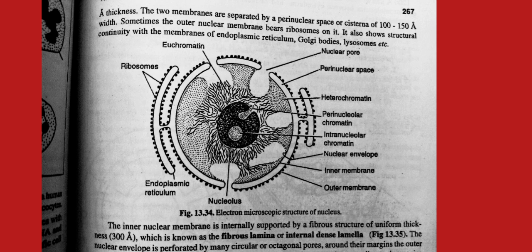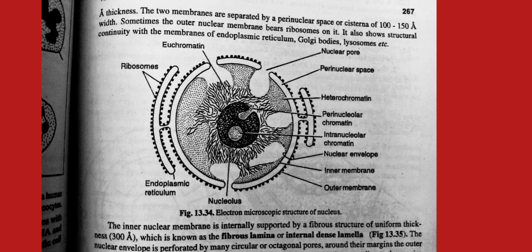And you know that the outer membrane has ribosomes, and ribosomes are attached to the rough endoplasmic reticulum. There is a continuity with the endoplasmic reticulum, Golgi complex and the lysosomes, and these organelles, endoplasmic reticulum, Golgi complex and lysosomes, are collectively called the endomembrane system of the cell. Now the inner membrane.